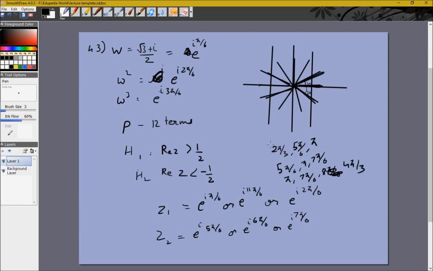Now we just look at the options. Pi by 2 is not one of the options, pi by 6 is not one of the options, but 2 pi by 3 and 5 pi by 6 are. So the answer would be C and D. Right, we are just talking about these three make up Z1, these three make up Z2.